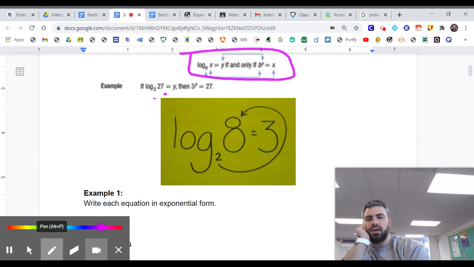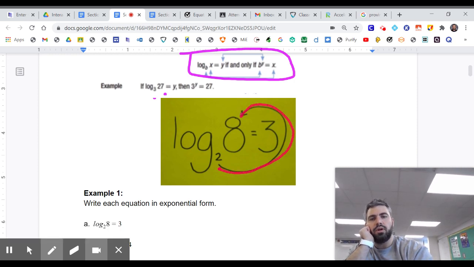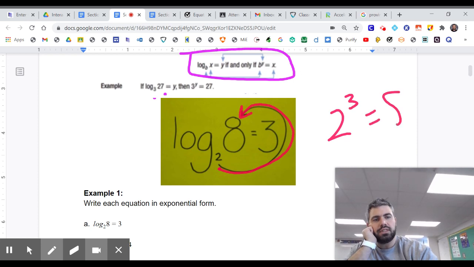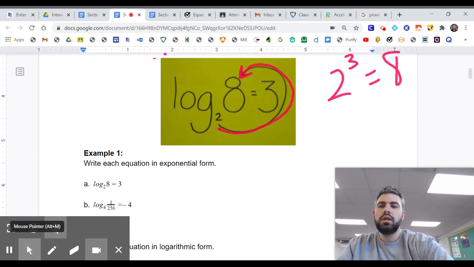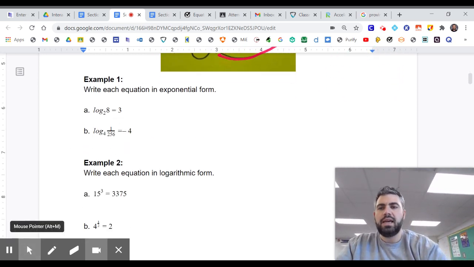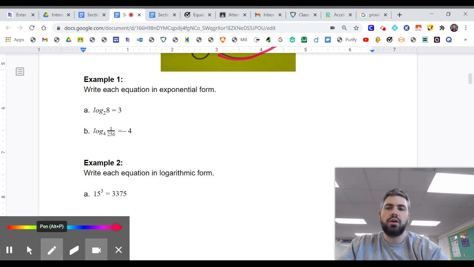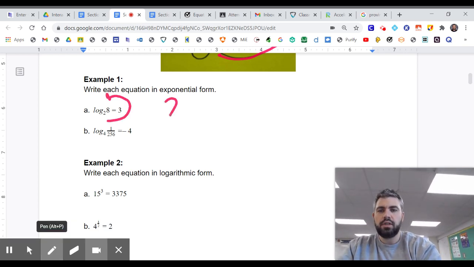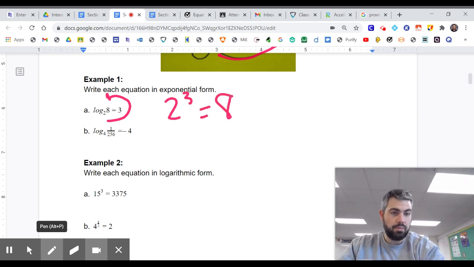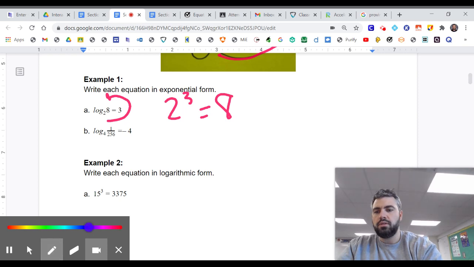So if you look here, log base 2 of 8 equals 3 means 2 to the third power equals 8. We know that 2 to the third power equals 8: 2 times 2 times 2 equals 8. Makes sense, right? So let's look at some examples. We do our loop rule, 2 to the third power equals 8. That's the exponential form, and that's true. That makes sense.